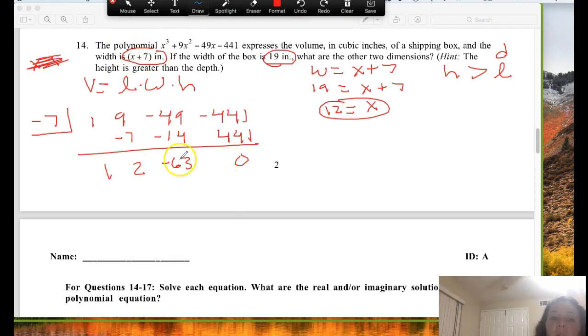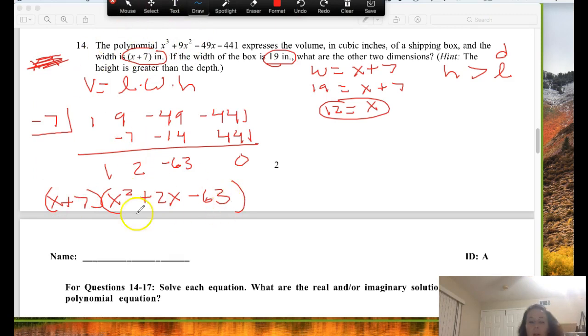That better be 0. This is my depressed polynomial. It's 1 less in degree from that, so this is going to be 1x squared, and 1 less degree I start with, so then this will be plus 2x, and then minus 63. So if I multiply that by x plus 7, I should get back to my original polynomial. All right, I have an x plus 7.